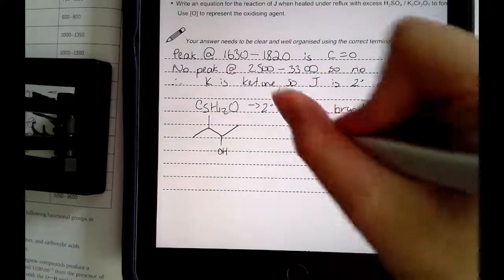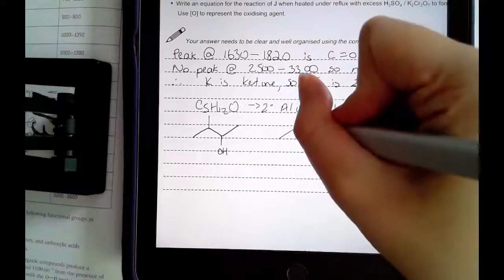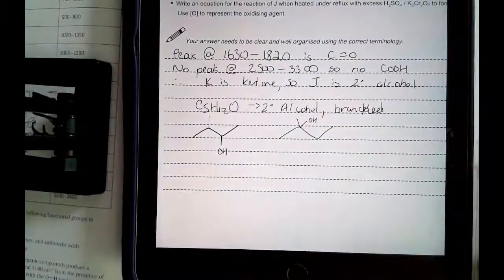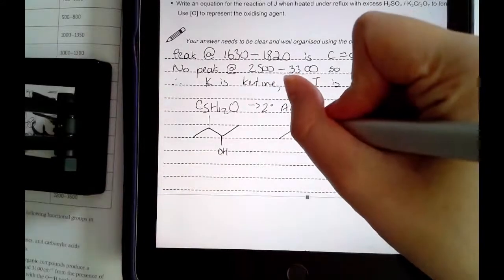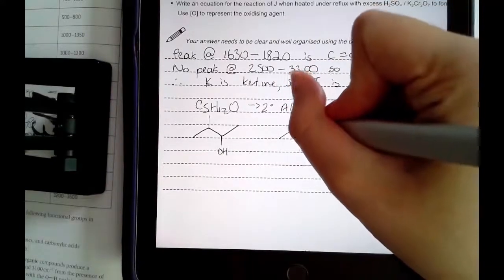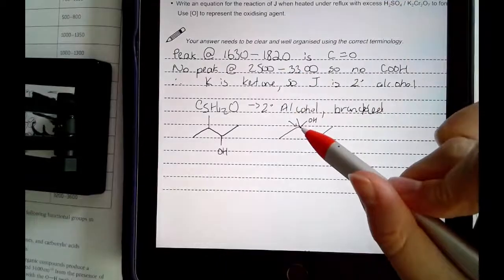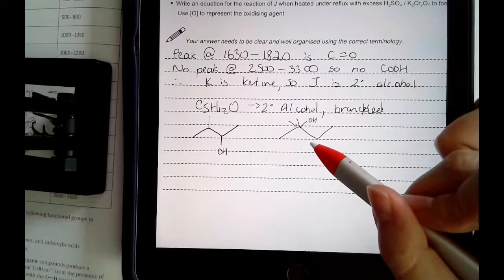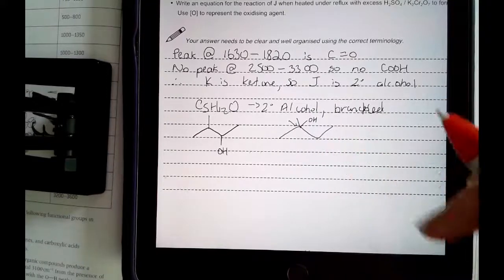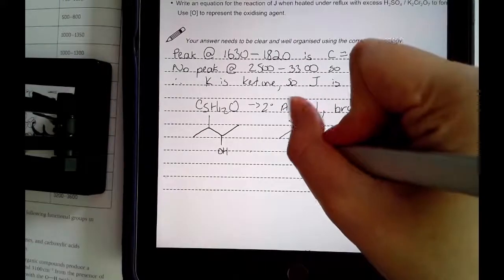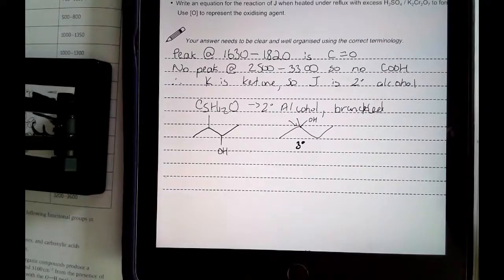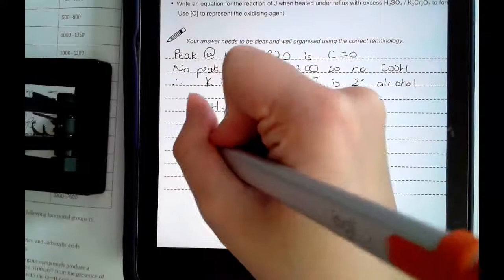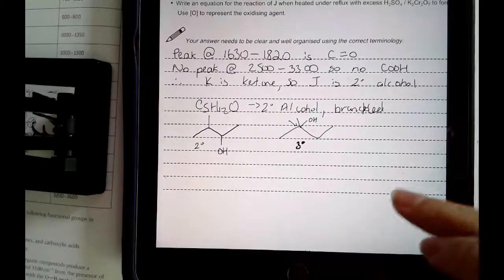Now you might have said, well, what about putting it on the same carbon as your branch? But remember, to see if it's primary, secondary, or tertiary, you're looking at the carbon the OH is bonded to, and this carbon is bonded to 1, 2, 3. So if I put the OH and the branch on the same carbon, I'm creating a tertiary alcohol, which cannot be oxidized. The way I've done it here, I've got my secondary alcohol, and I've got my branch chain.